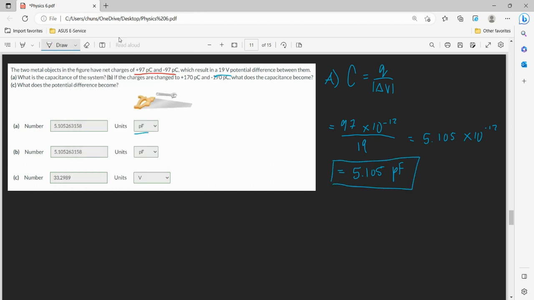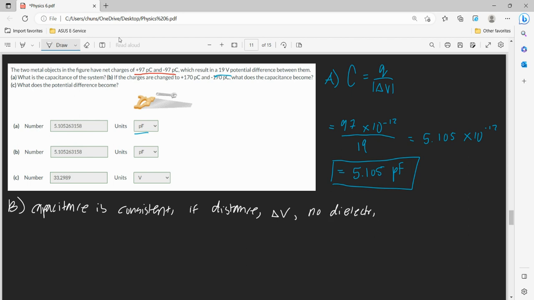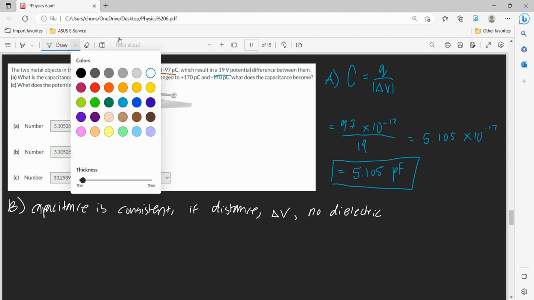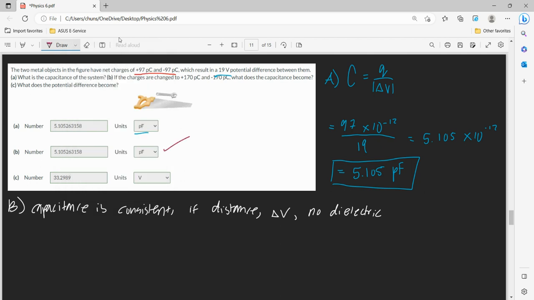And if you remember in the previous video, I mentioned that capacitance is consistent if the distance, our potential difference, is the same and no dielectric is inserted. So because of that, our capacitance value for B remains the same. And then for C, we can answer based on this principle.